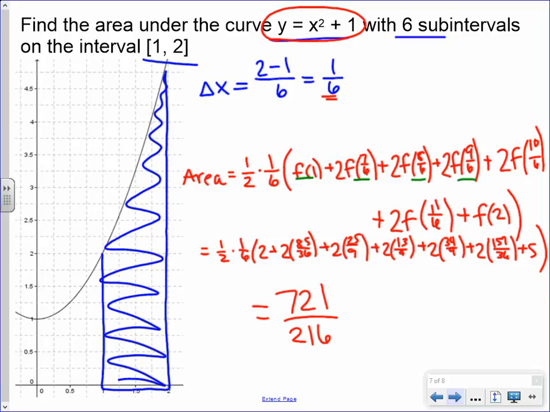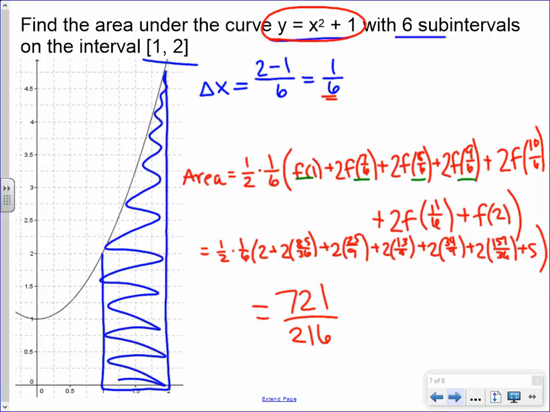Okay, 721 over 216 is what you should be getting. This is where showing work is important, because if you have all of this written down but you get the answer wrong, you're still going to get some good credit out of it, because you at least set it up correctly. Okay? If you need help with your calculator, at the end of the lesson, I'll come and help you.